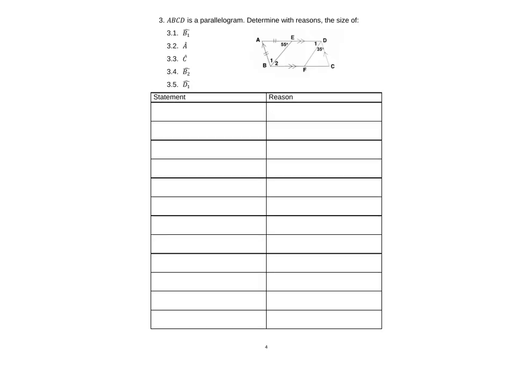And now for question 3, ABCD is a parallelogram, and they want you to determine, with reasons, the sizes. So 3.1, angle B1 firstly. So here's angle B1, and we can clearly see B1 is inside triangle AEB. Quite useful is that they've told us AE is the same length as AB in this triangle, so therefore we also know B1 is equal to 55 degrees.